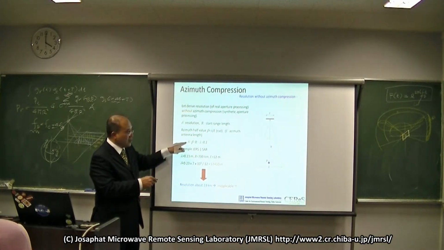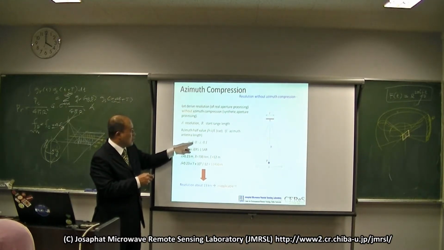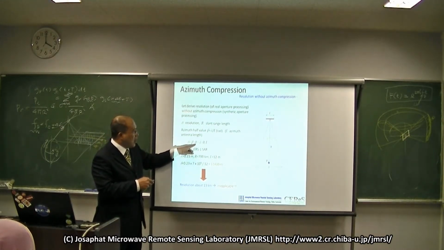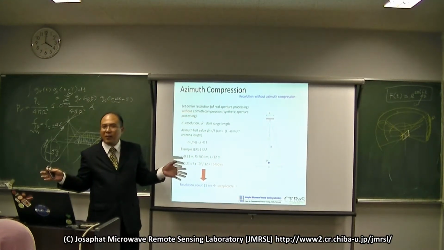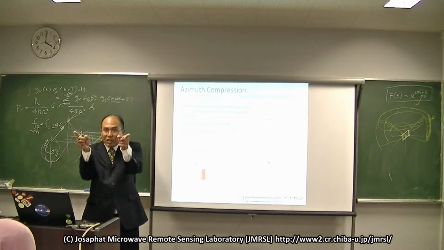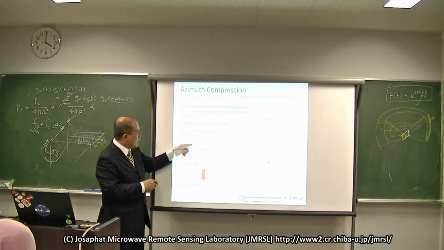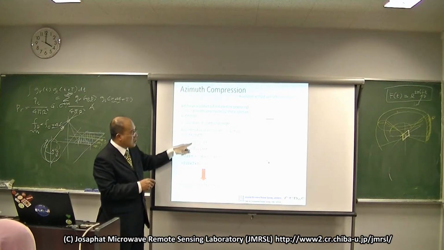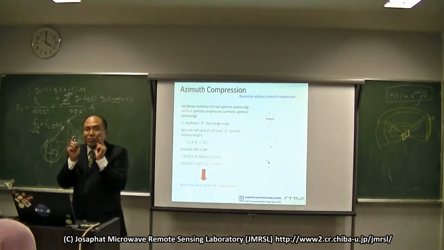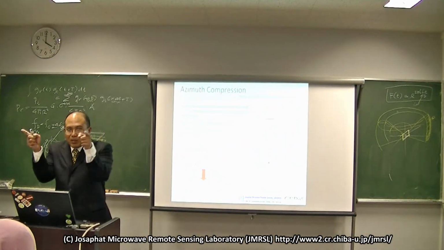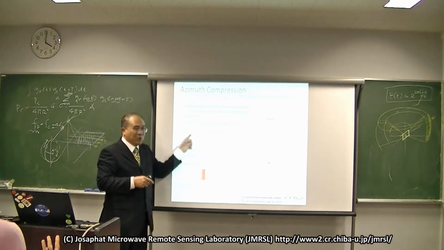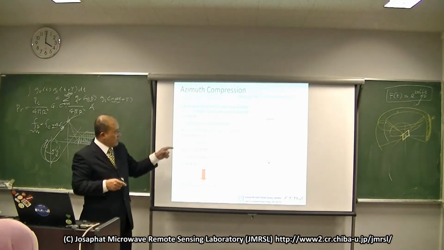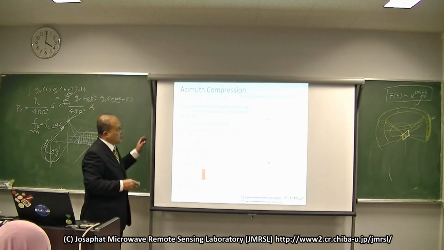This resolution is beta, the beamwidth, times R. If R is large, the beamwidth will be large, then the ground resolution is large. If the beamwidth is large, the coverage is also large. But if the beam is small, the coverage is also small. That is the meaning of this equation.